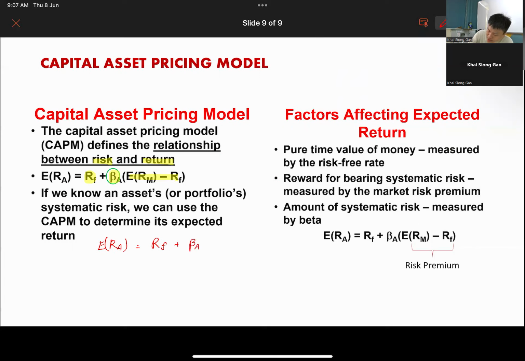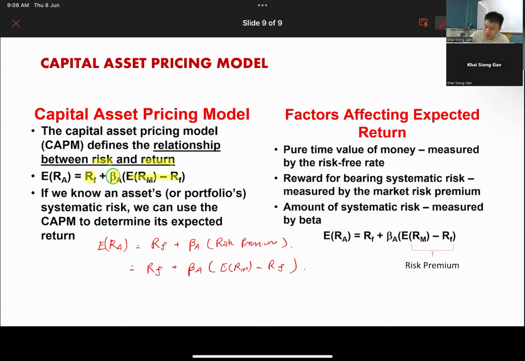The risk that you take is associated with the risk premium, because you assume that the more risk you take, the higher the risk premium. So the expected return of one asset relies on these factors. So I can rewrite it into risk-free rate plus beta A, bracket, expected return of the market minus the risk-free rate. So this is what I call the CAPM model.